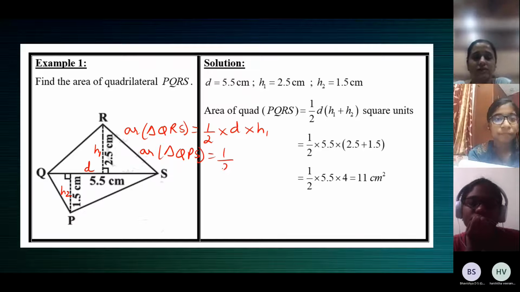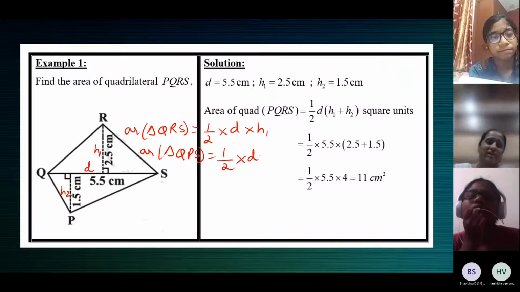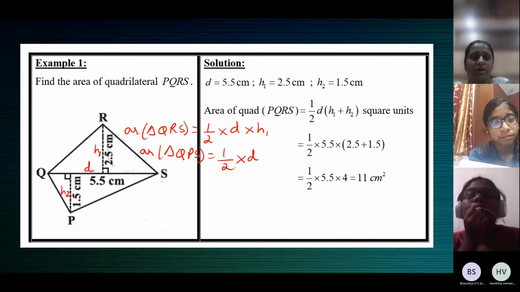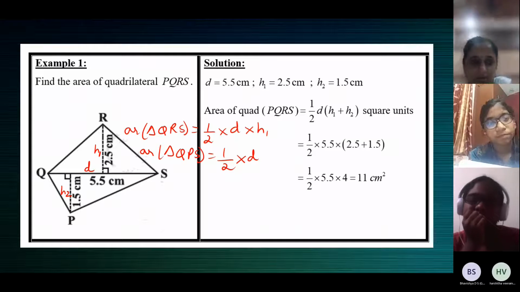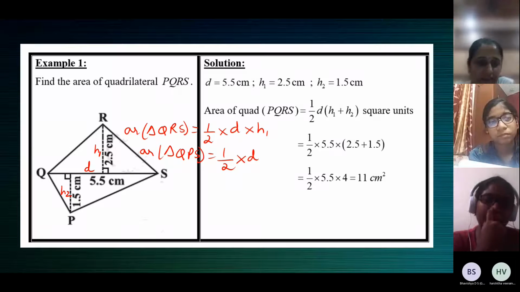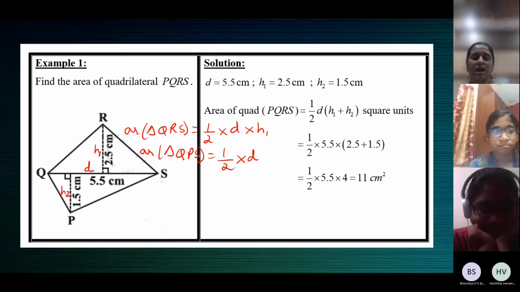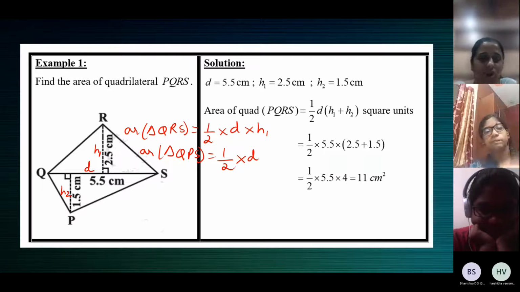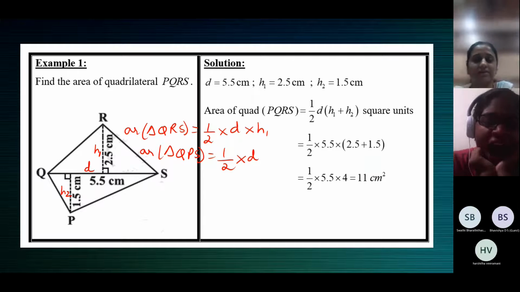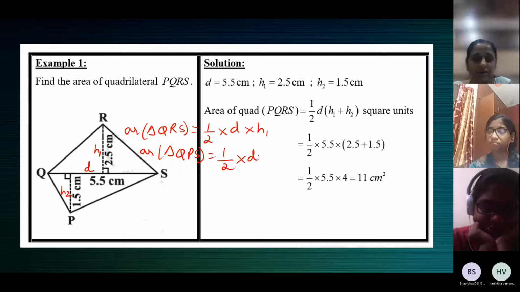Half into diagonal into H2, ma'am. No, we'll not say diagonal. It is base only. I'm just calling the base as D and the altitudes as H1 and H2. We're using the formula to find the area of a triangle, half base into height. What is the base called? D. And what is the height called? H1 in the first triangle. In the second triangle, the base is again D, so half into D into height, which is H2.